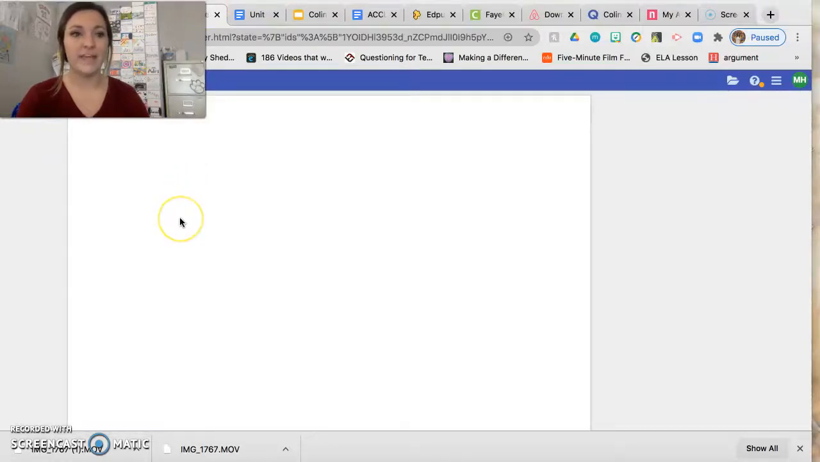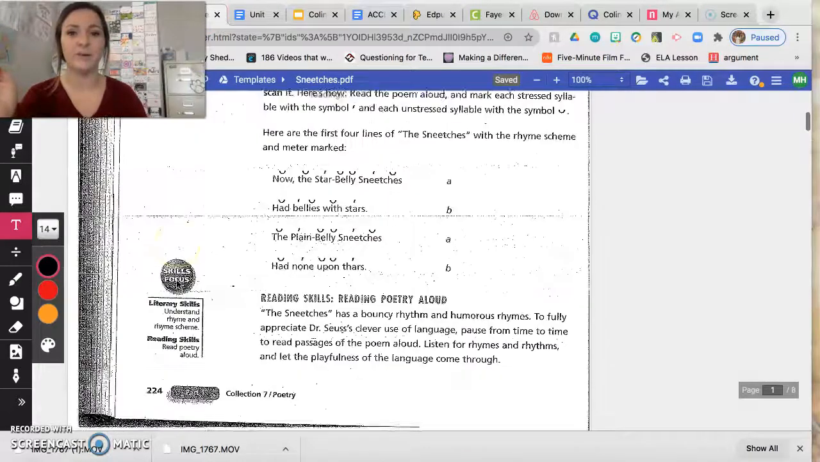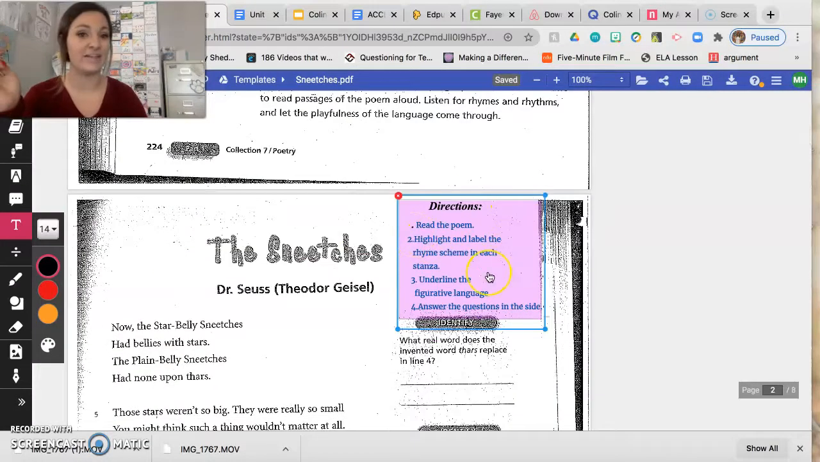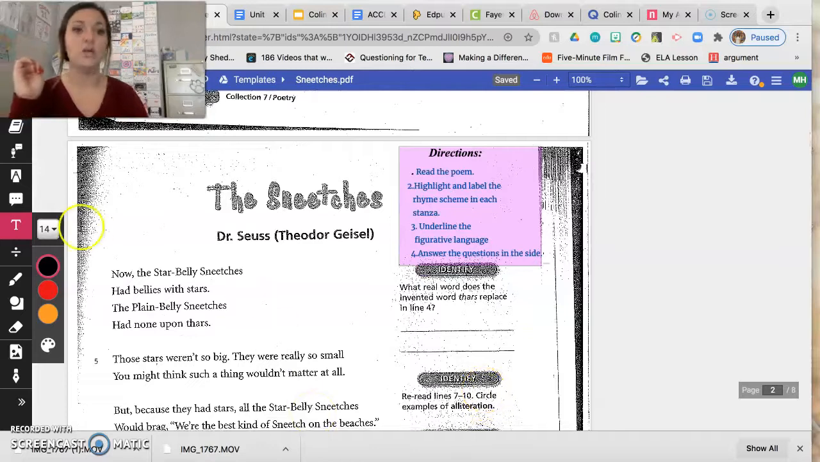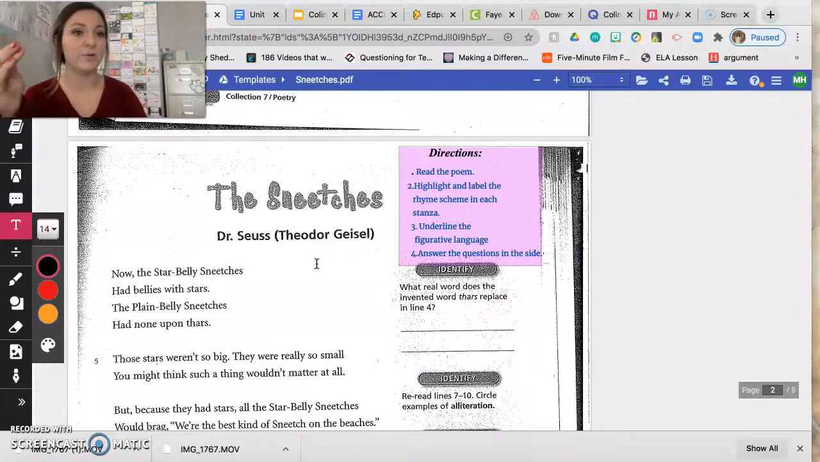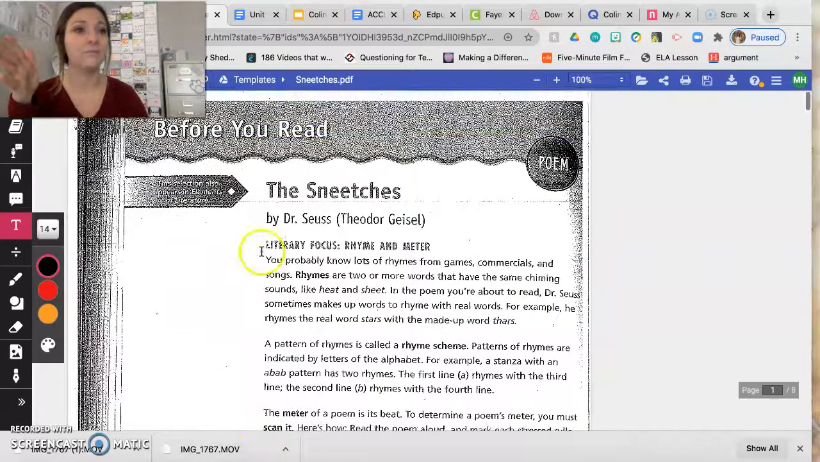When you pull up the Canvas assignment, you'll have all of the poem here, but I want to make sure you see that the directions are right there. You read the poem, highlight and label the rhyme scheme, underline figurative language, and then answer the questions on the side as you go. Chunk it. Do the first stanza, answer all these questions, answer this question, continue on. That is why we're taking so many days to work on this. So that is for core.